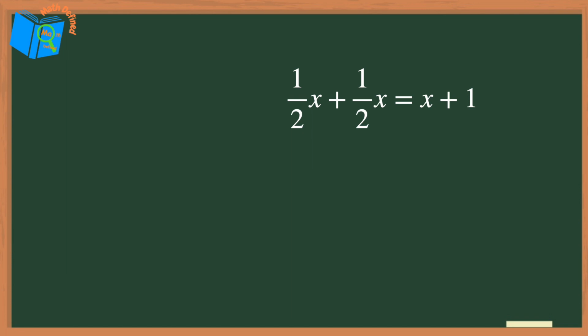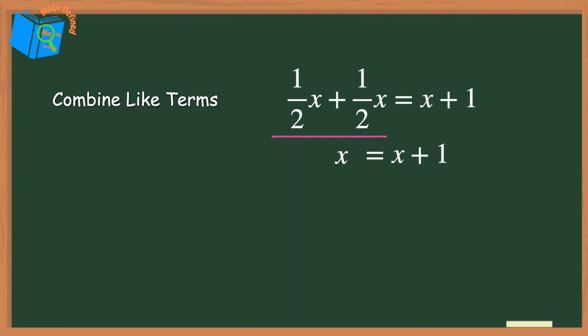So let's dive right in. The first step to solving this equation is to simplify the left-hand side by combining like terms. We have a 1/2 x added to another 1/2 x, which simplifies to 1x, or just x. So our equation becomes x equals x plus 1.